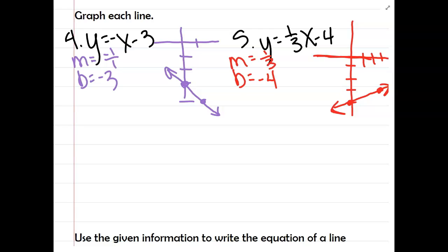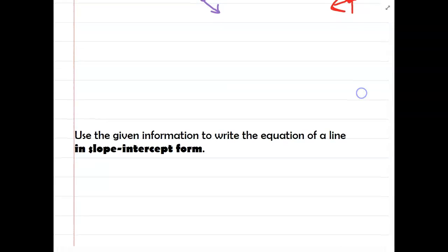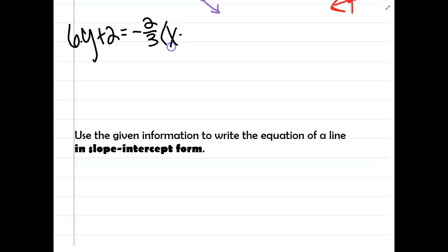Now, not all of your problems today are going to be in slope-intercept form, but that doesn't necessarily mean you can't graph them. So number 6, what if it looks like this? y plus 2 equals -2/3 times x minus 4. Now this isn't y equals. What form is that in? That's in point slope form.